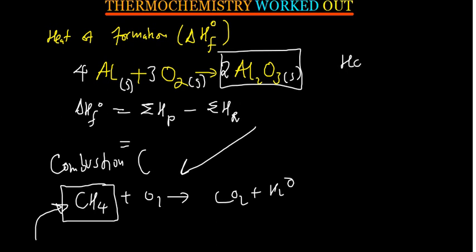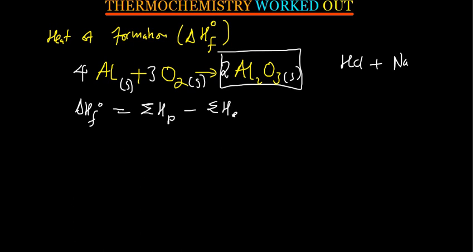Let's say we are reacting hydrochloric acid with, let's say, sodium. The hydrogen is going to be displaced. So one mole of hydrogen should be displaced. You have got heat of neutralization and all of those. So you are just talking about one mole of something. Right.